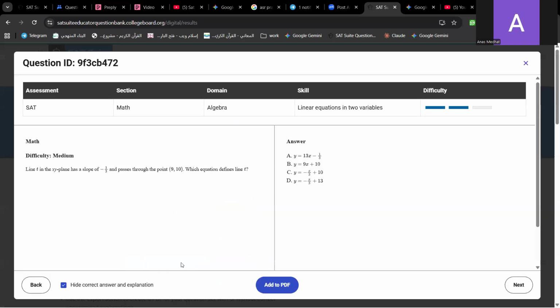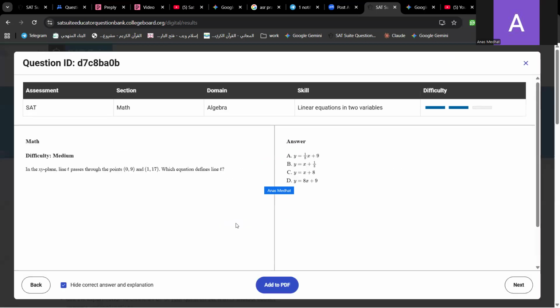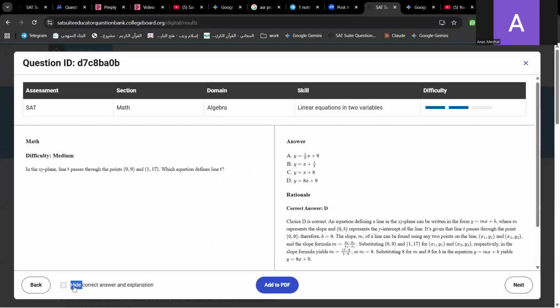The answer should be D. The line passes through the points, which equation? Okay, now we have to get the slope, and it gives us the y-intercept. So just get the slope. This minus this, this minus this. So 17 minus 9 is 8, right? 8 over 1. So y equals 8x plus 9. This is the y-intercept. So the answer is D.